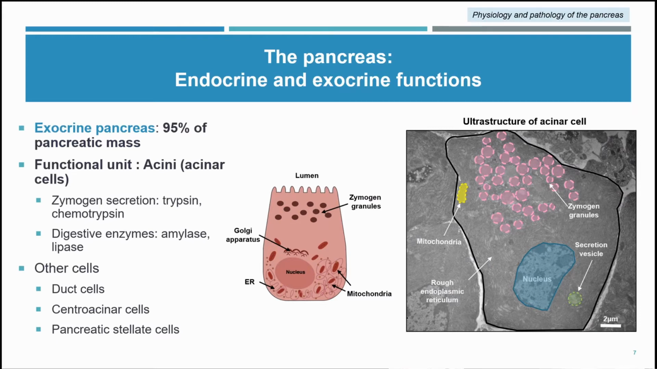The exocrine pancreas comprises 95% of pancreatic mass. It is composed of acinar cells, which are highly polarized cells that possess different functions at the apical and basolateral domains. These cells are in charge of secreting proteases in zymogen form, such as trypsin and chymotrypsin, as well as digestive enzymes such as amylase and lipase. Other cells that form part of the exocrine pancreas include duct cells, centroacinar cells, and pancreatic stellate cells.